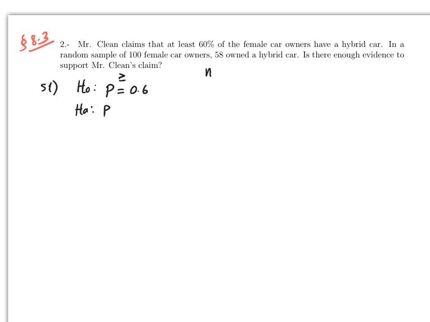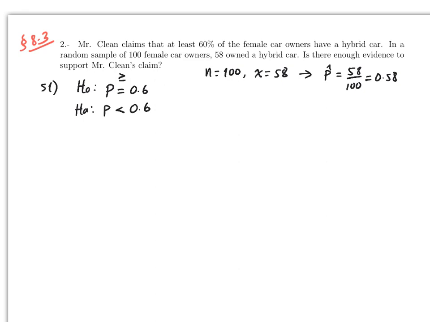Here, n is 100 and x is 58, because 58 people say that they own hybrid cars. From here, p hat is 58 over 100, which is 0.58, and is less than what Mr. Clean is claiming, so this should be less. So that's how you figure out the alternative hypothesis.